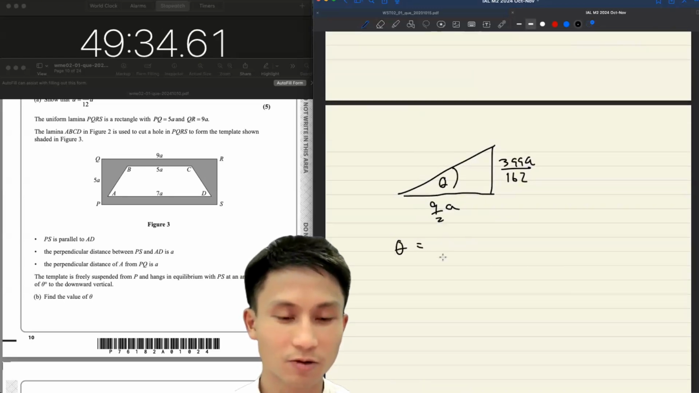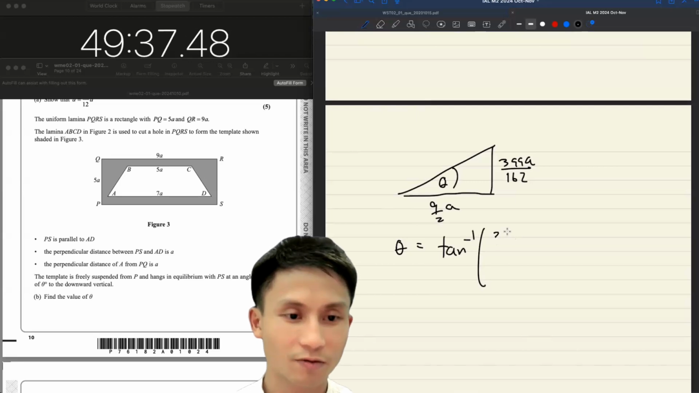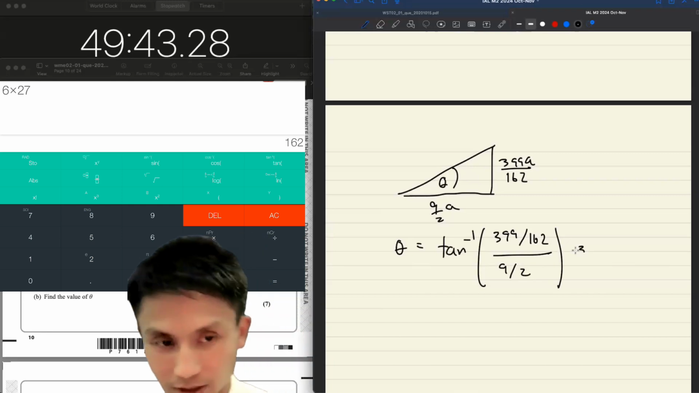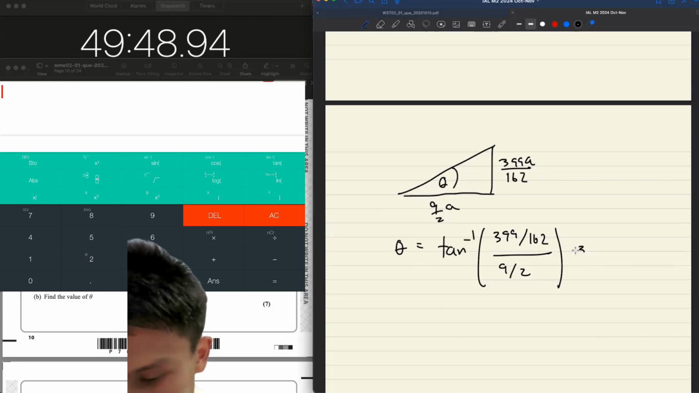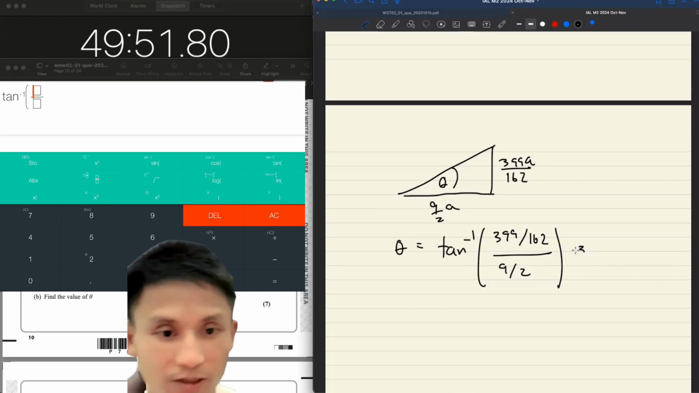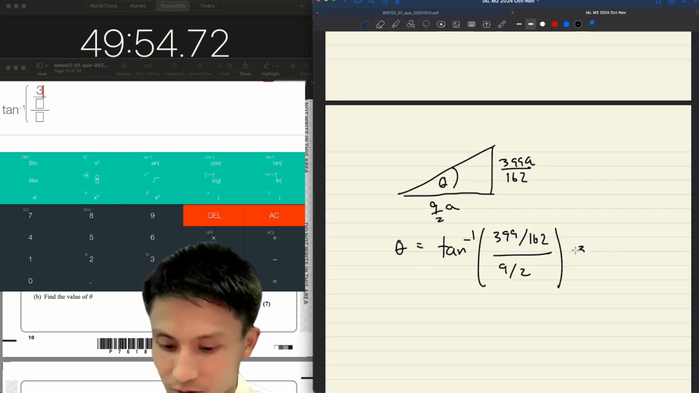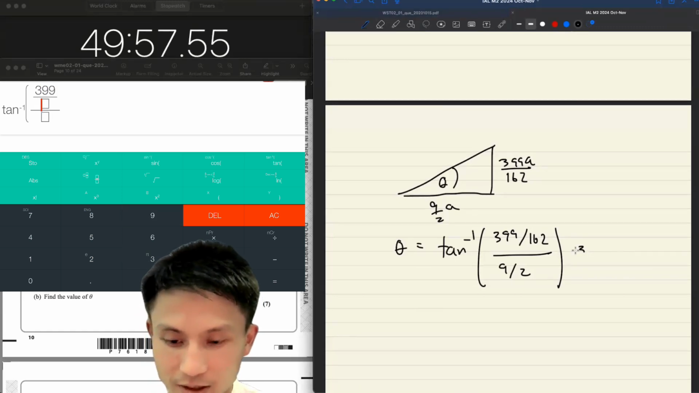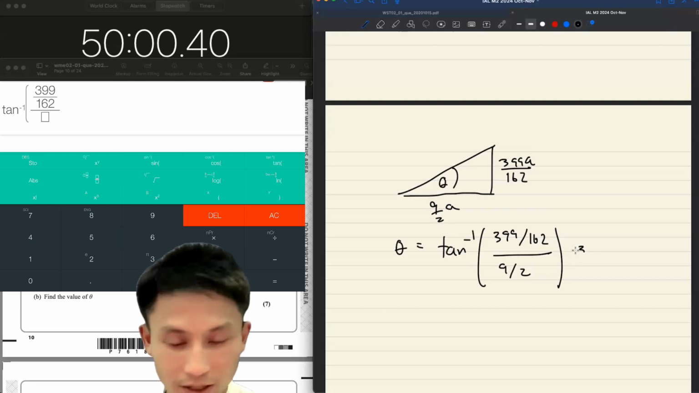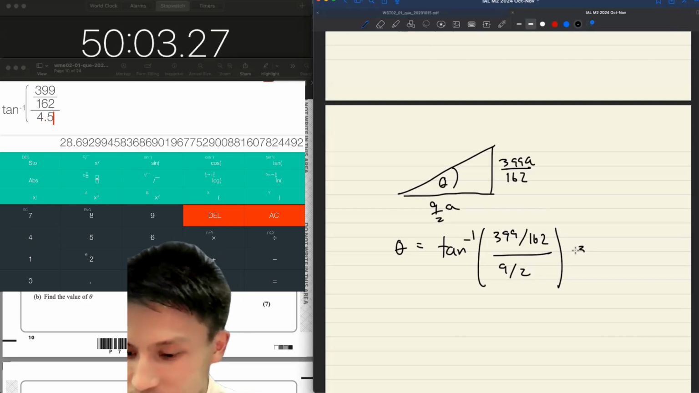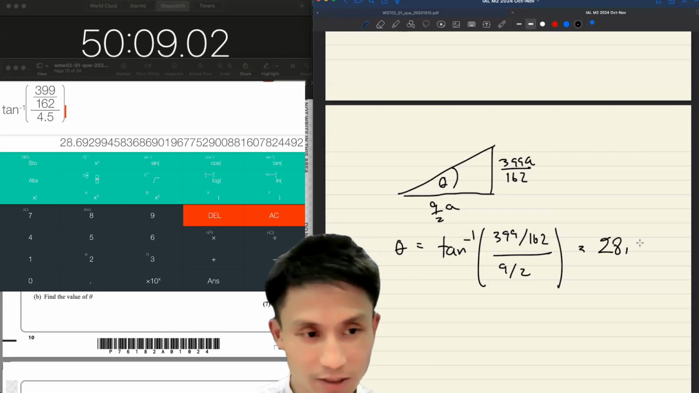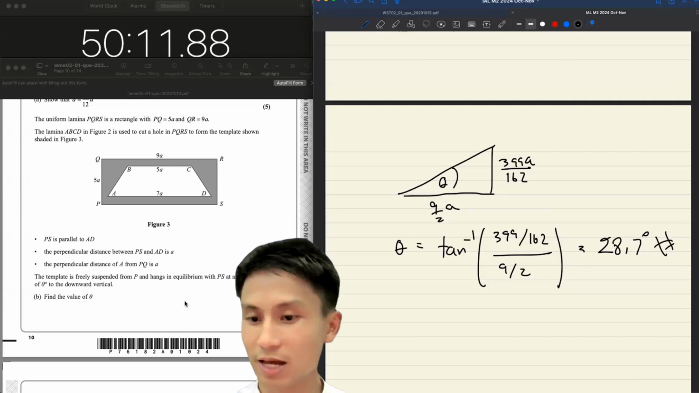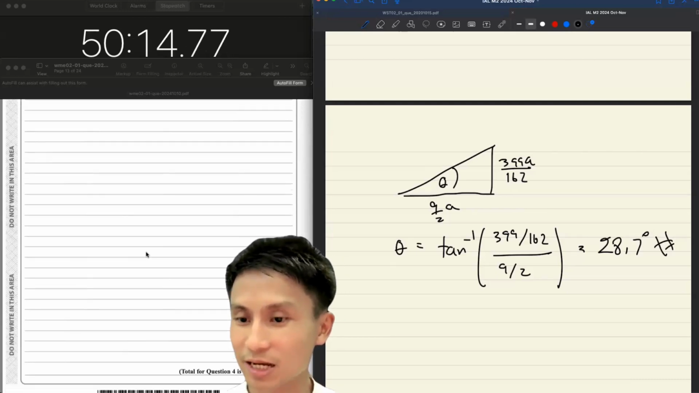So theta here is going to be equal to arctan of that, because we need to use a calculator anyway. So arctan in degrees, right? Yeah, in degrees. So arctan fraction, fraction again, 399 over 162. And that's 4.5. So this is 28.7 degrees. All right, I'm just going to call it that and move on because time is ticking again.